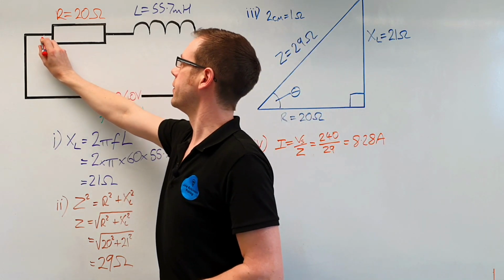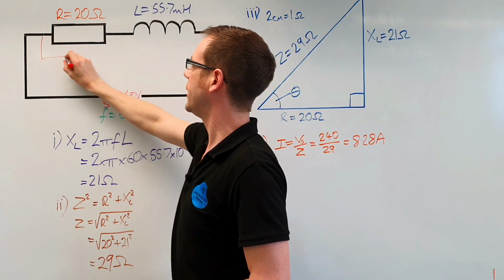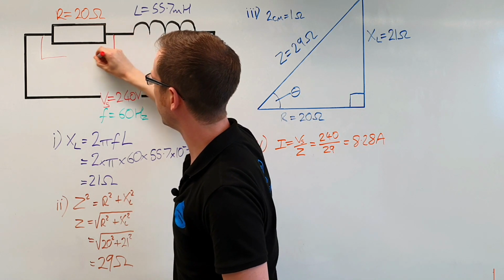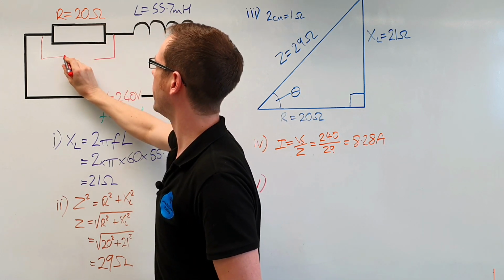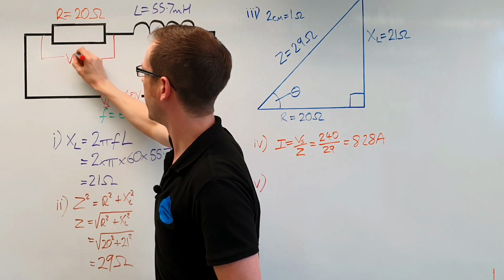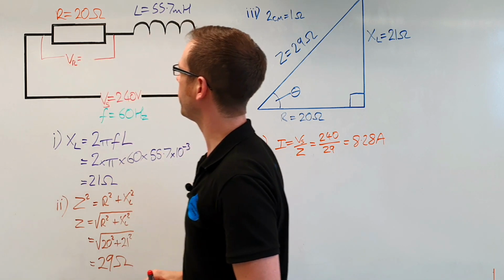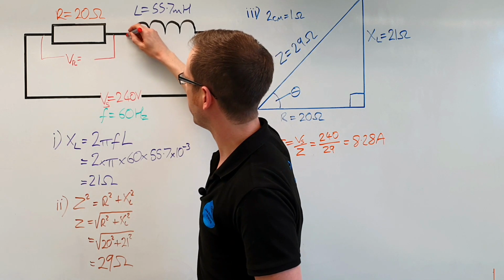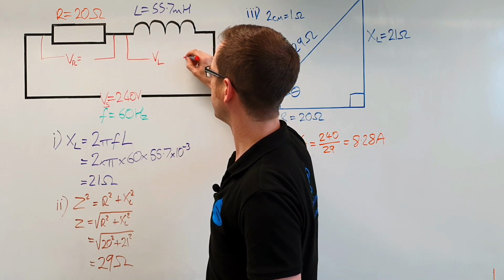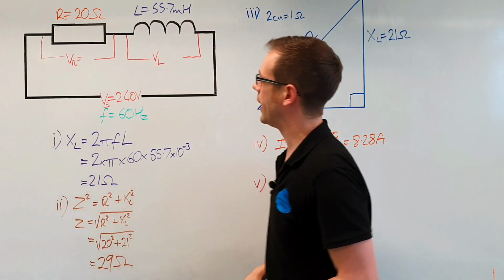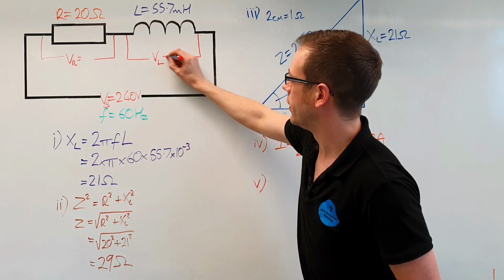So we can look at this and think, what is the voltage across here going to be? So what voltage are we going to have across here? And we'll label that up as VR. So that's the voltage across the resistive part of the circuit. So we want to find out what that is. And we also want to find out what the voltage across the inductive part of the circuit is. So there we've got VL. So that's what we're looking for next.